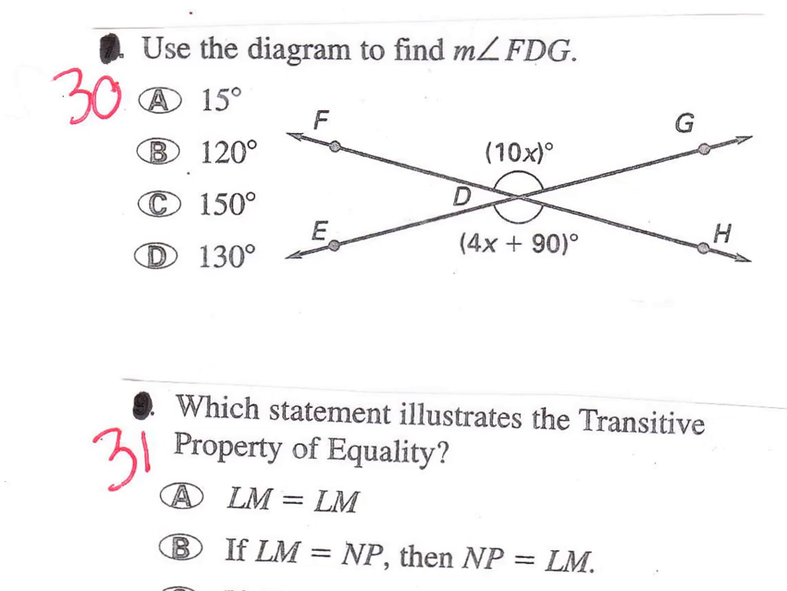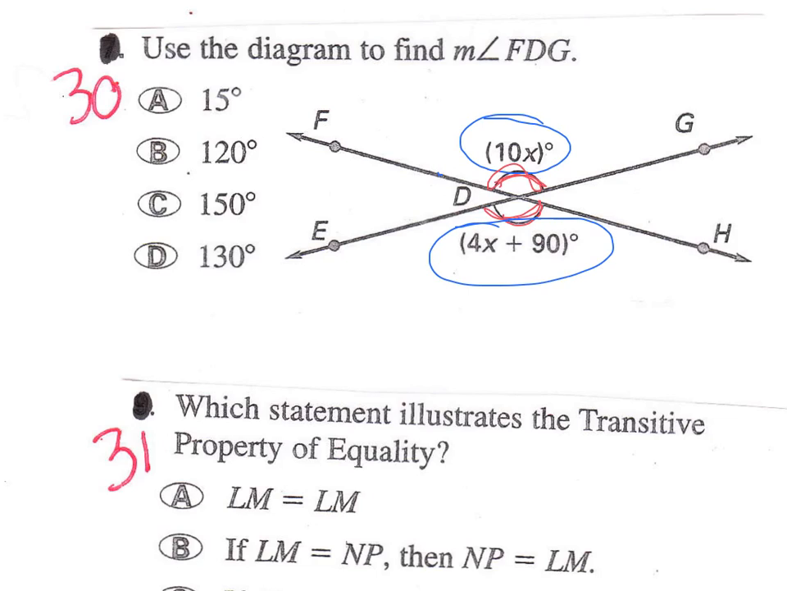Number 30, we're going to use the diagram to find the measurement of FDG. FDG. So that's right here. That's this 10x right here. Okay? So you've got these two angles right here, here, and here. They're back to back to each other, which probably means they're congruent. So you've got the 10x and the 4x plus 90.